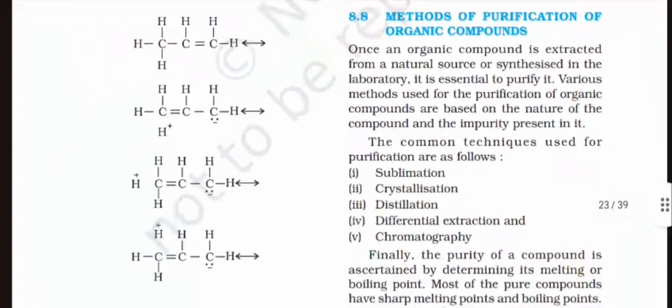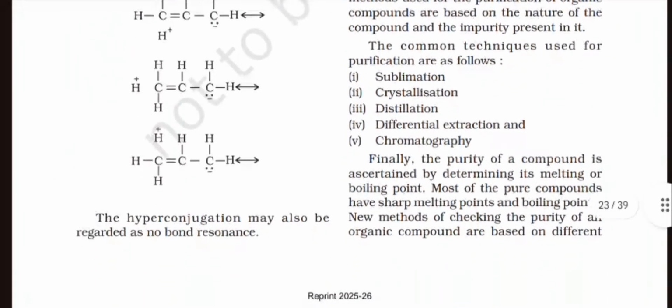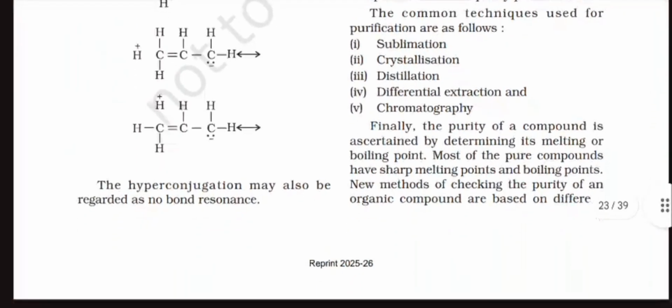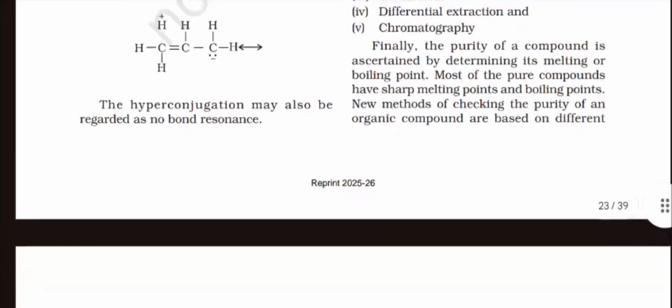Methods of purification of organic compounds. Once an organic compound is extracted from a natural source or synthesized in the laboratory, it is essential to purify it. Various methods used for purification of organic compounds are based on the nature of the compound and the impurities present in it. Common techniques used for purification are as follows: sublimation, crystallization, distillation, differential extraction, and chromatography.